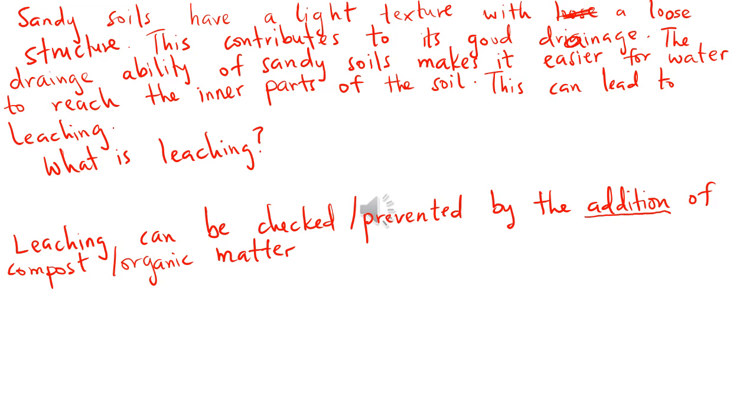So when leaching occurs, basically the roots of the plant are not able to have access to the water and the nutrients that the plant will need, because the rain or the excess water washes it deep into the soil. So how can we check it? You can check leaching through the addition of compost or organic matter.